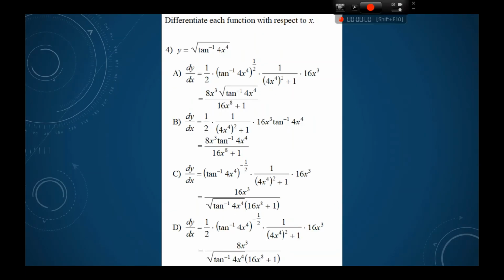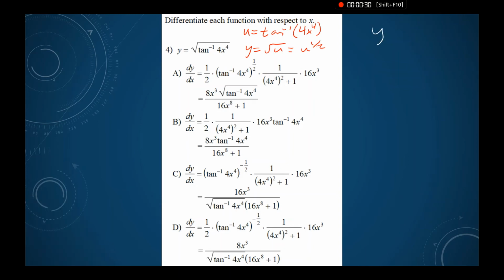Okay, we'll do another. So what we've got here is really a double chain rule. I've got the square root of something, where my something is arctangent of 4x to the fourth power. So the first thing I'm going to do is define u. Our inside part u is equal to the arctangent of 4x to the fourth power. So that means y is equal to the square root of u, or u to the 1/2 power.